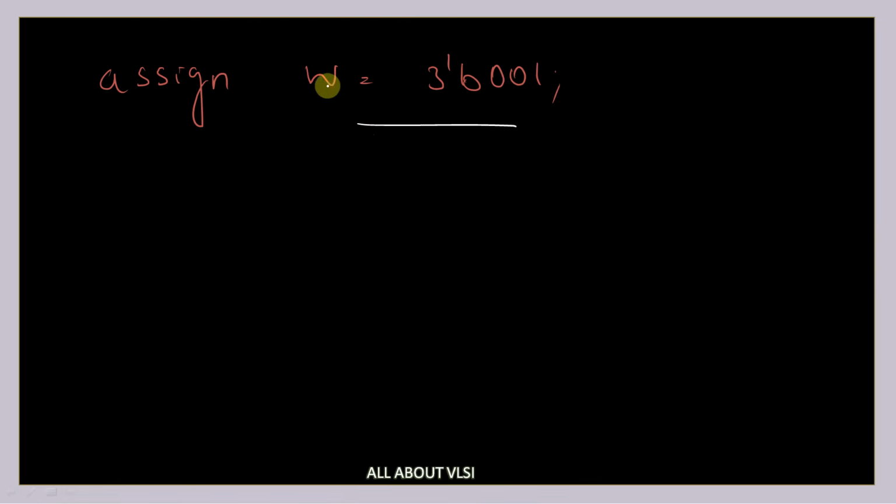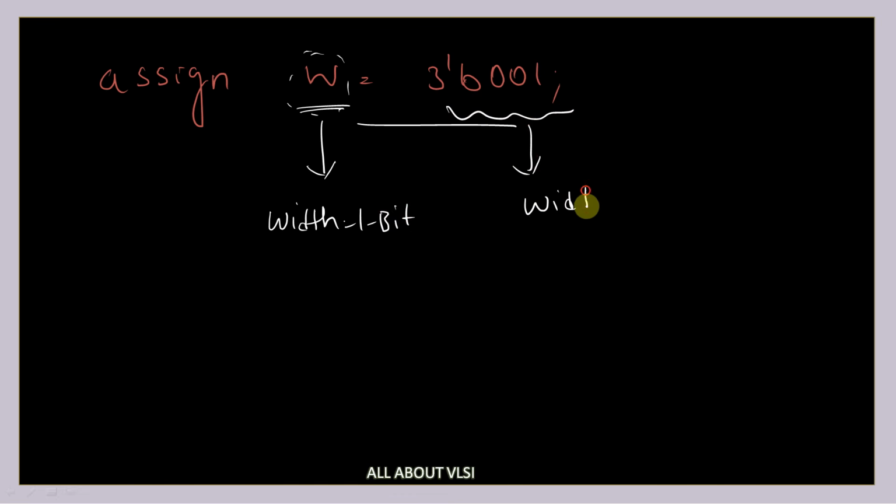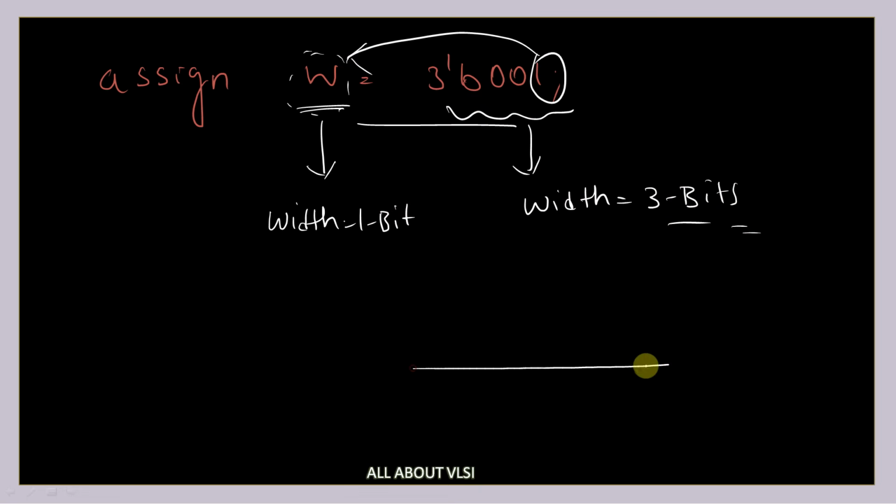On the left hand side, I have only 1 bit of capacity. Width is 1 bit. But on the right hand side, I can see the width to be 3 bits. Then what is going to happen is the LSB of this number will be assigned onto the left hand side. That is, only the LSB bit will be driven onto this wire. So let's say this is your wire W1 and only the LSB bit, that is 1, will be driven onto this wire.